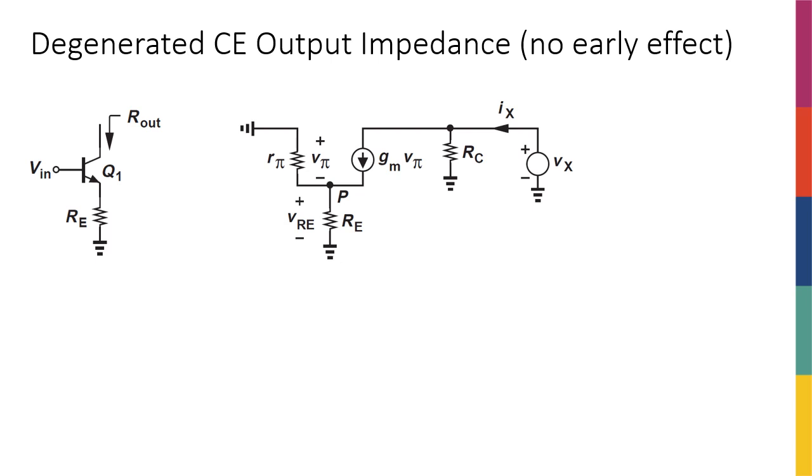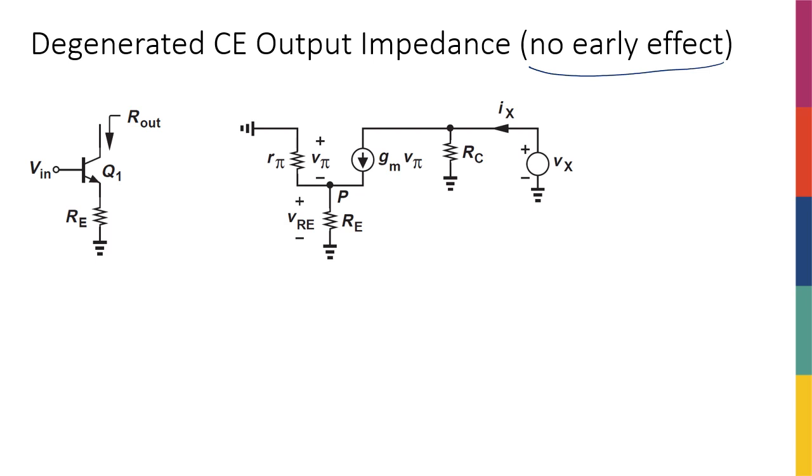Okay, so how about the output resistance? We're going to do that. We're going to calculate the output resistance in 2 steps, or 2 different cases. Number one is without the early effect, and then on the next slide we're going to do it with the early effect.